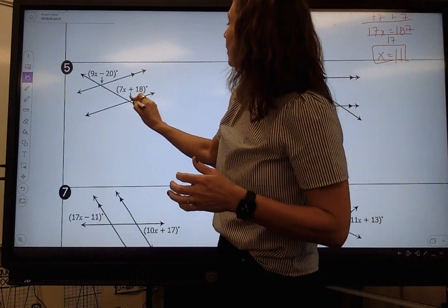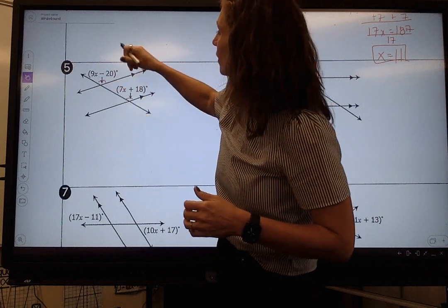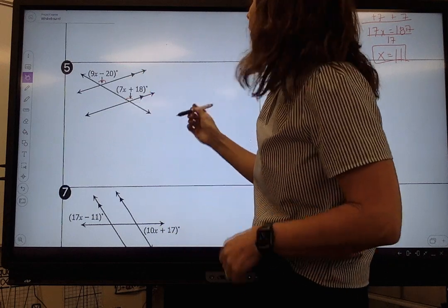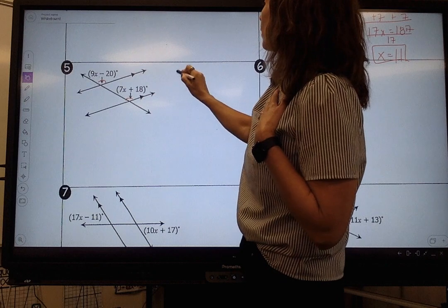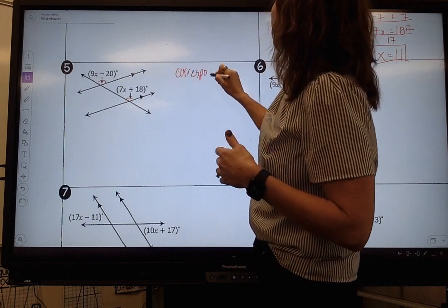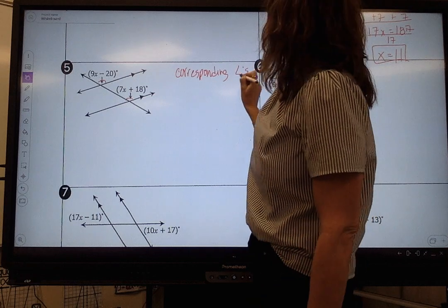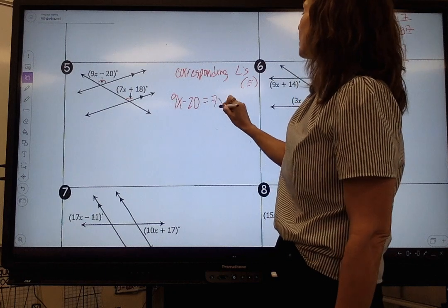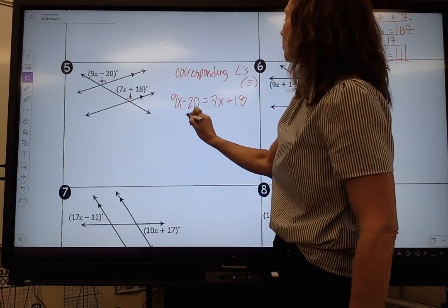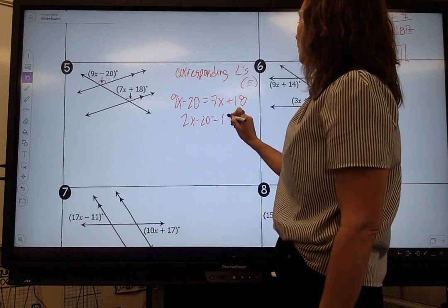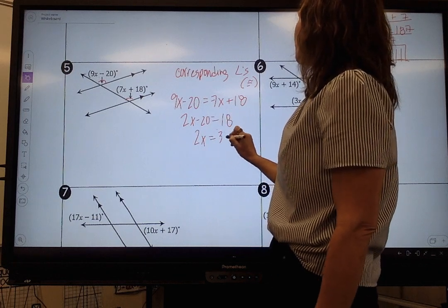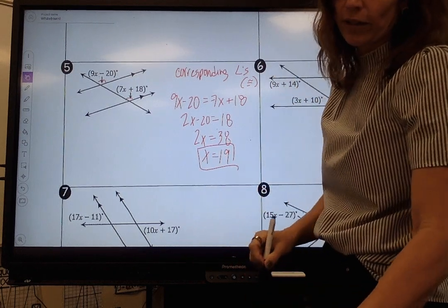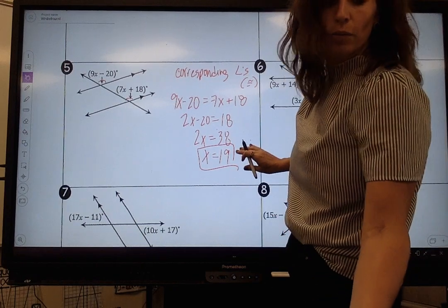Let's look at number 5. What kind of angles are these? Only because they're parallel can I do this. These are corresponding. If you cut a line and pick these up, they would sit right on top of each other. So those are corresponding, and corresponding angles are congruent. So I know that 9x minus 20 equals 7x plus 18. Subtract 7x on both sides. Add 20 on both sides. So x equals 19. I'm just solving for x. I don't need to do anything else.